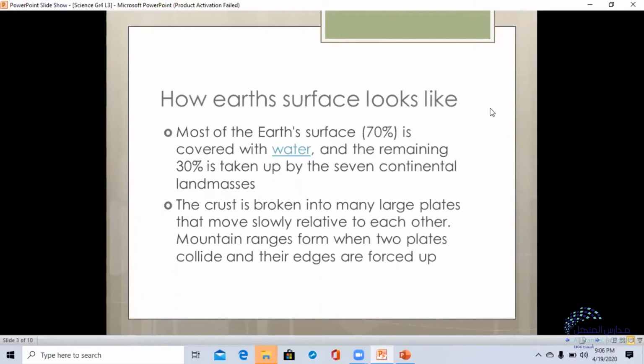So what does Earth's surface look like? Most of Earth's surface is covered with 70% of water, and the remaining 30% is the land masses that we see. So the crust is broken into many large plates that move slowly relative to each other. So mountain ranges form when two plates collide and their edges are forced upwards.